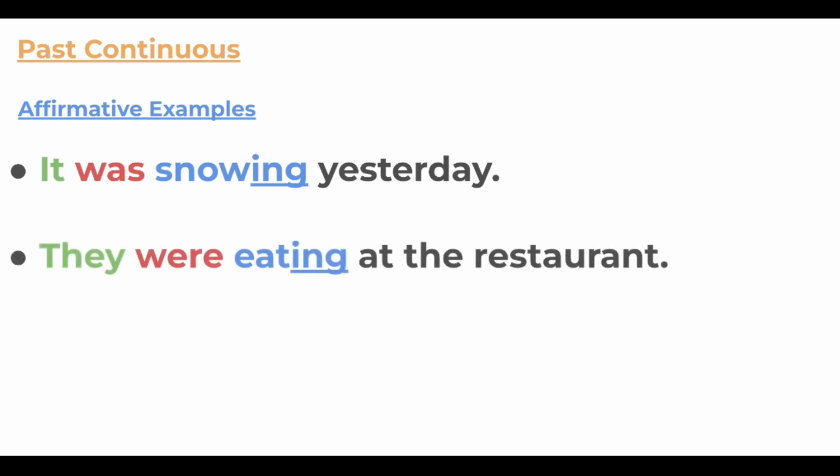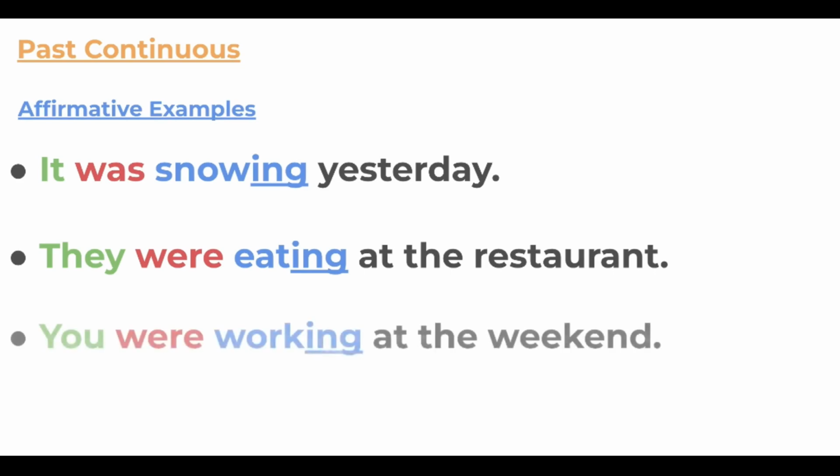This one doesn't have a timestamp, but that's okay. They were eating at the restaurant. They, then to be in the past tense matches the subject, so were for the plural, they were eating, ing, at the restaurant. You were working at the weekend. So we have a timestamp for that one.